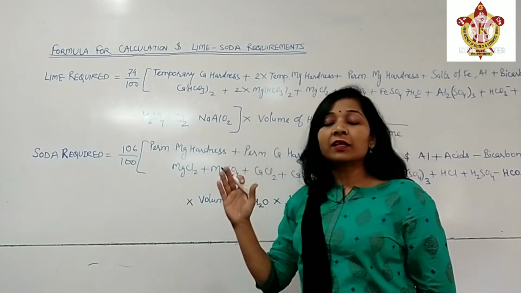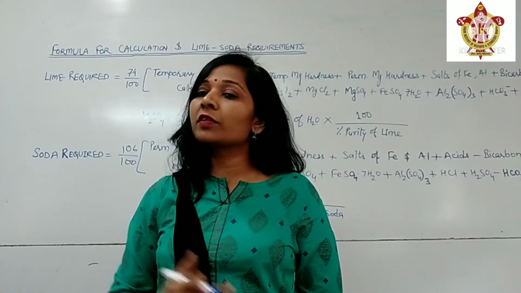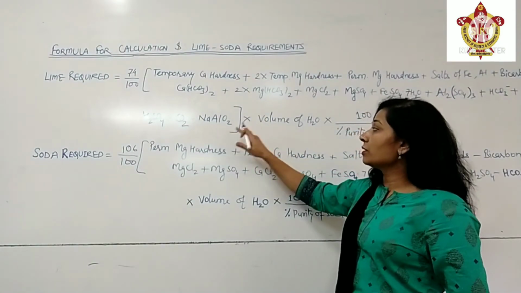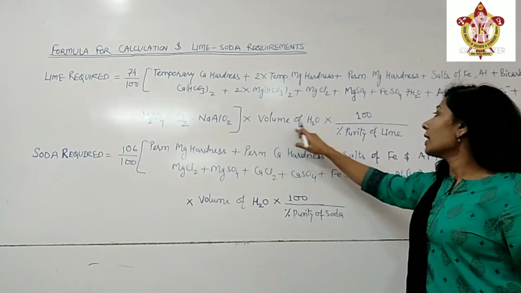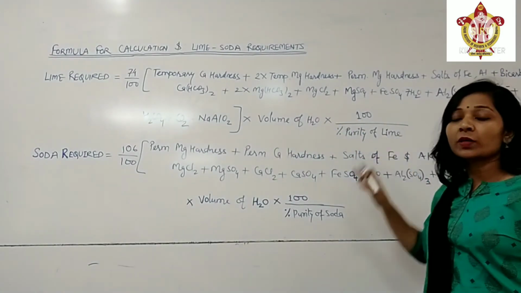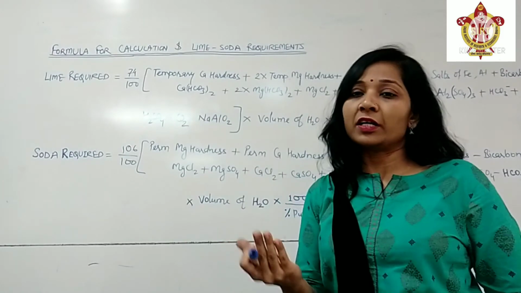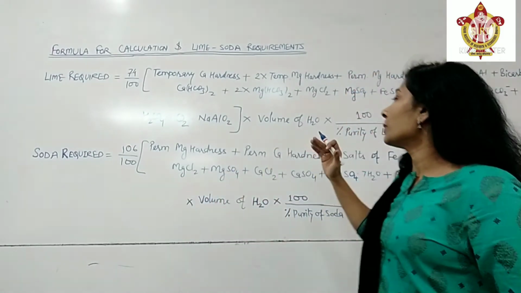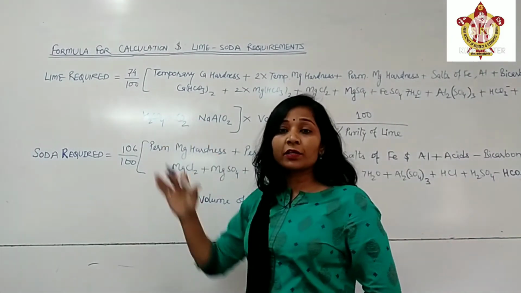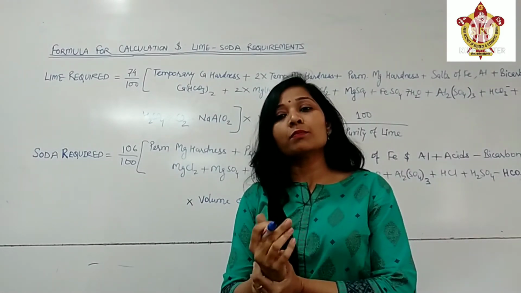Why they are adding and deducting, it is explained in the chemical reactions which are associated with the lime soda process. Also, after the addition, we multiply it with the volume of water and with the 100% purity. That percent purity is of lime. In the question sometimes the percent purity of lime is given as 80%, 90% or so on, and percent purity of soda is also given somewhere. This is the formula for lime requirement. Here we use both temporary calcium and magnesium hardness and permanent hardness of magnesium.